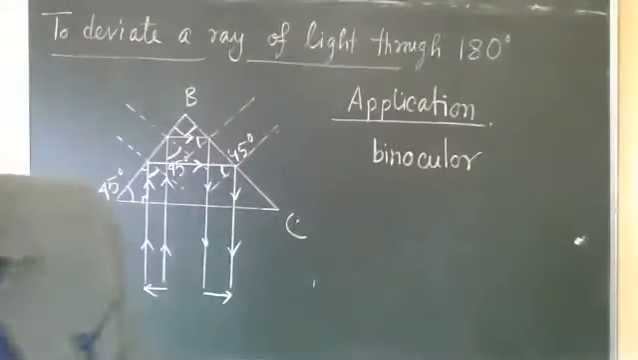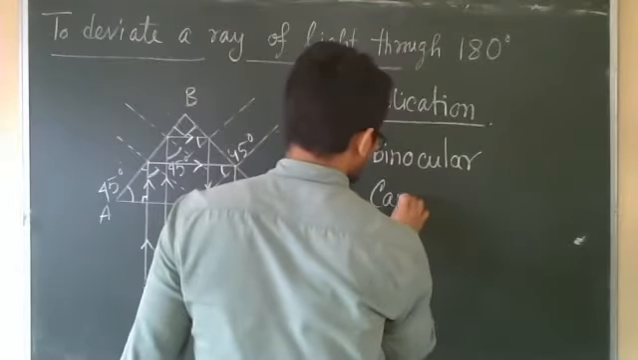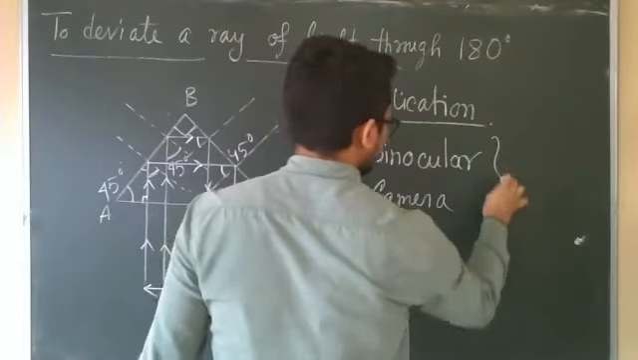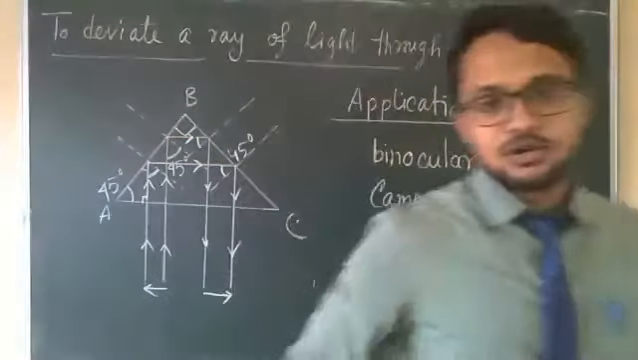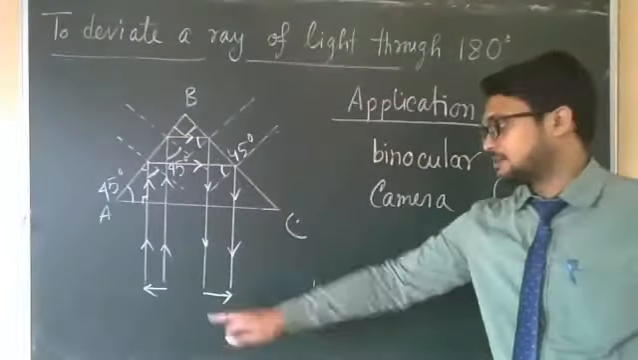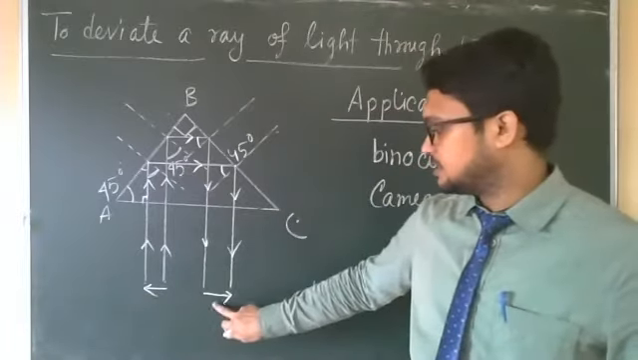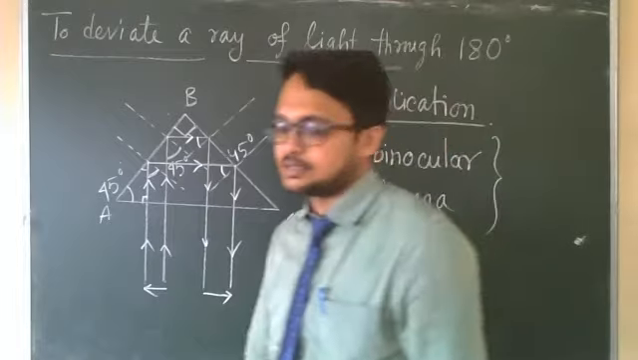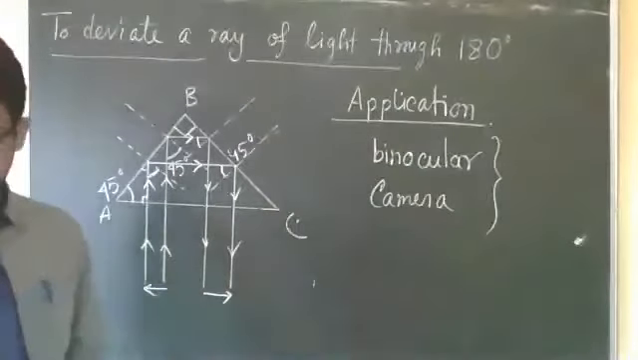Binocular and camera. Why do we use this kind of prism? Because there will be no loss of intensity. For the image, if the intensity of the object is 100%, the intensity of the image will also be 100%. There will be no loss. Okay, so this is the second one.